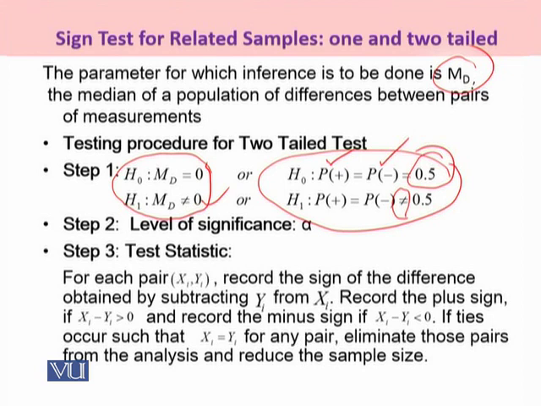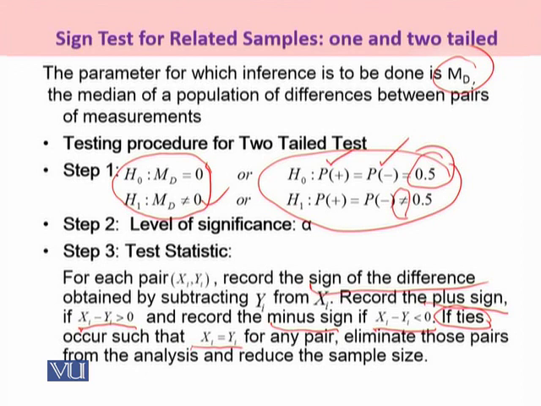The next step is the test statistic. For each pair xi, yi, we record the sign of the difference obtained by subtracting yi from xi. We record a plus sign if the difference is positive, and a minus sign if the difference is negative. But if there are ties, that means both values are the same, xi is equal to yi for that pair, so we eliminate those pairs where there is no difference between xi and yi.